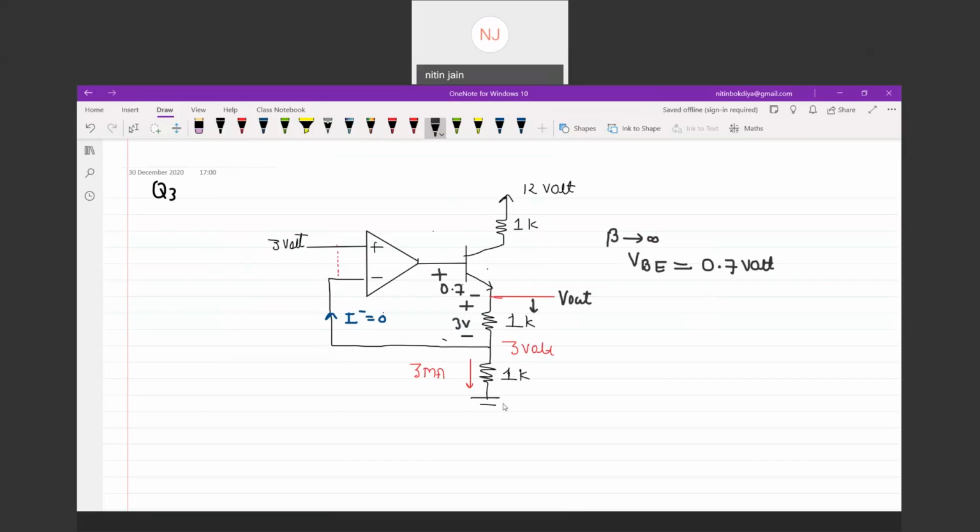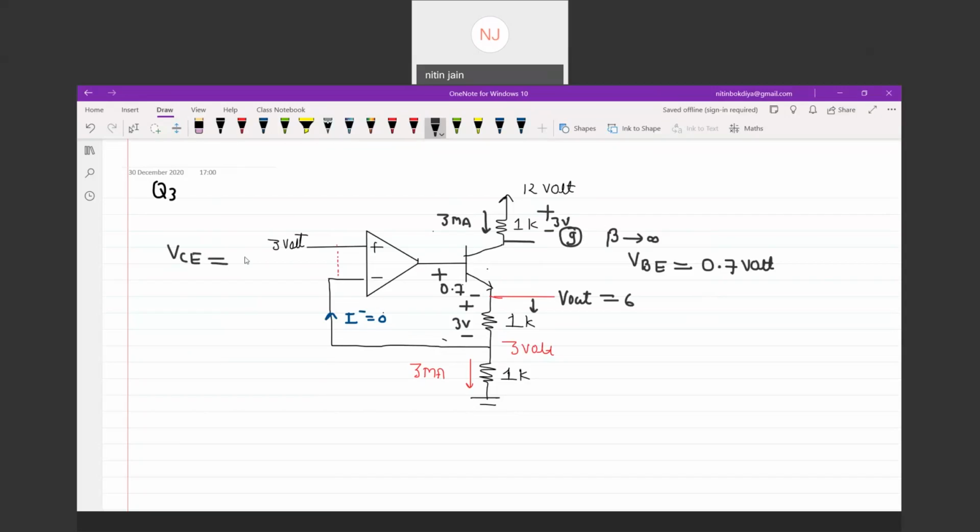So this is also 3 volt. If we start from ground, this is 3 volt and the 3 volt output is equivalent to 6 volt. And if beta is infinite, this 3 milliampere current will flow from the collector region also. So this potential drop is 3 volt, and the output will be 9 volt. And of course, VC is greater than 0.2 volt.